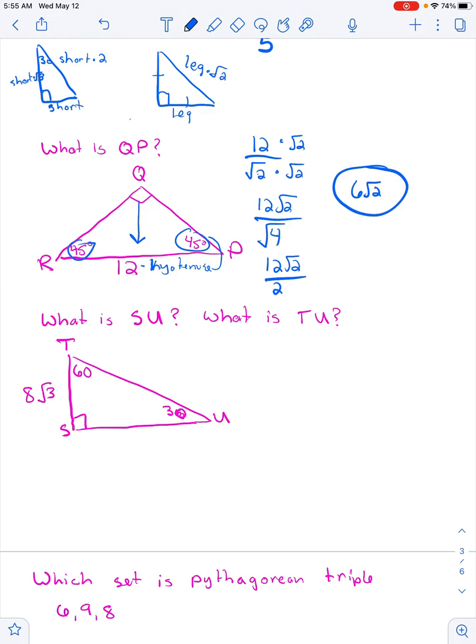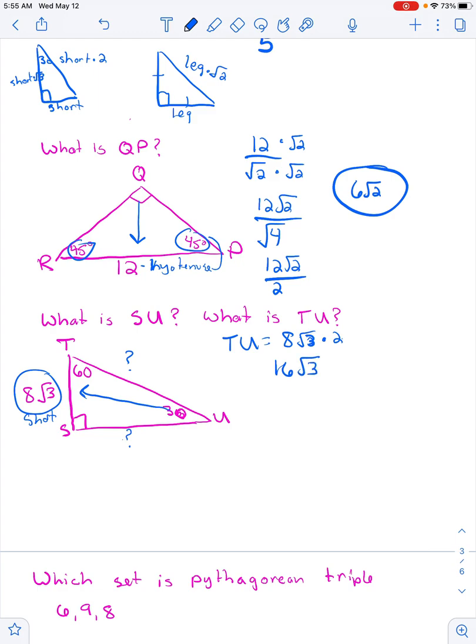Okay? So for this one, we want to know what is this side, and we want to know this side. They give me right here, this is opposite or away from the 30-degree angle, so this is my short side. So to go from my short side to my hypotenuse, I multiply by 2. So for TU is equal to that short side, 8 square root of 3, times 2. So I can multiply 2 and 8 together, which gives me 16 square root of 3.